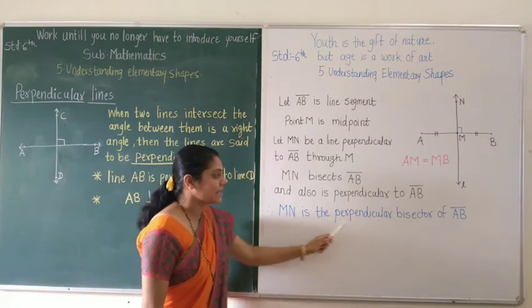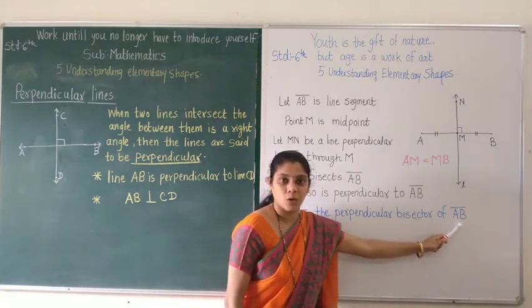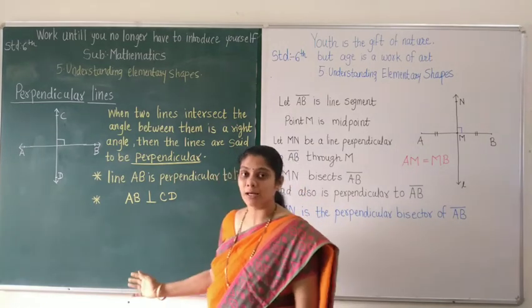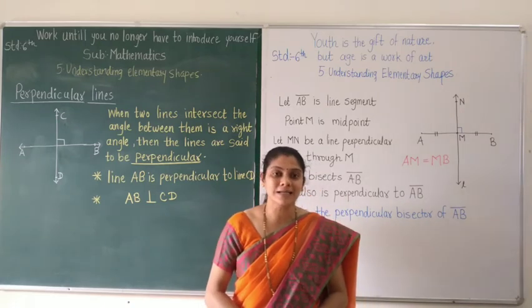So MN is the perpendicular bisector of segment AB. Okay dear students, do you get this? How we have to write the perpendicular by using its symbols. And what is the meaning of perpendicular bisector?